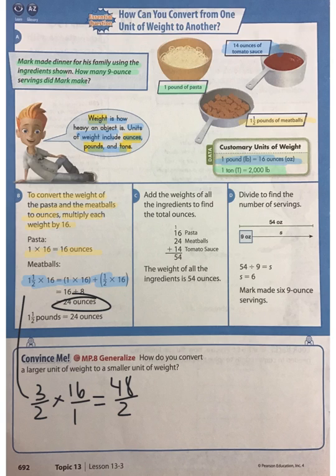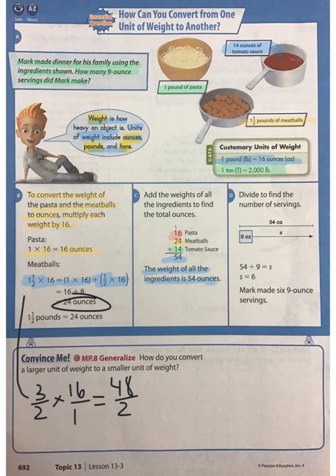So now we can add together everything that he has. So he has 16 ounces for the pasta, 24 ounces for the meatballs, and then 14 ounces of tomato sauce for a total of 54 ounces. So the weight of all the ingredients is 54 ounces.